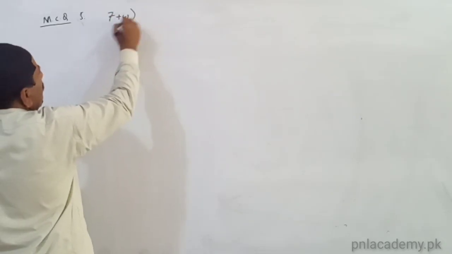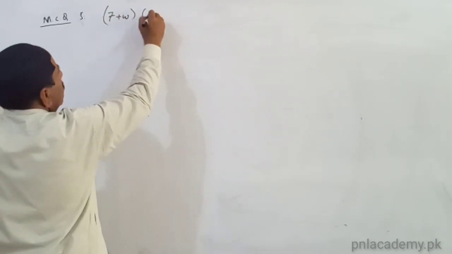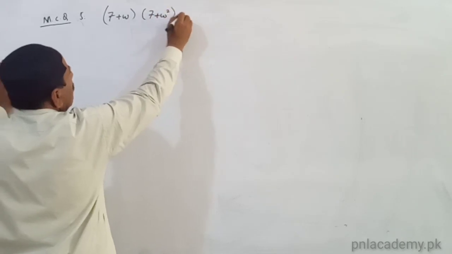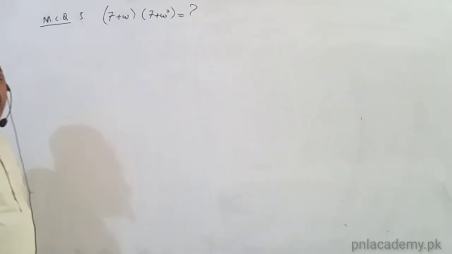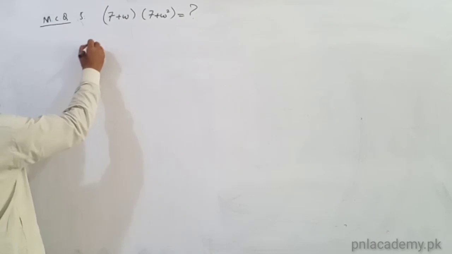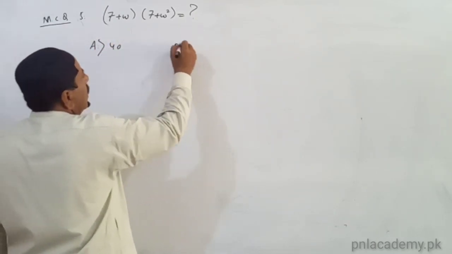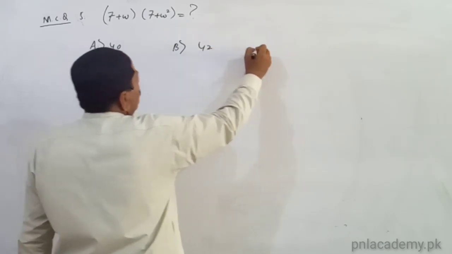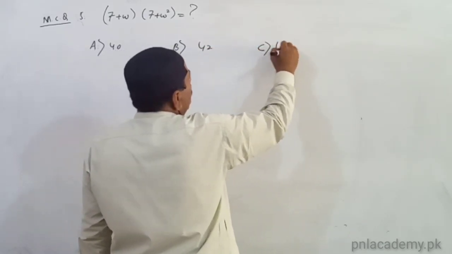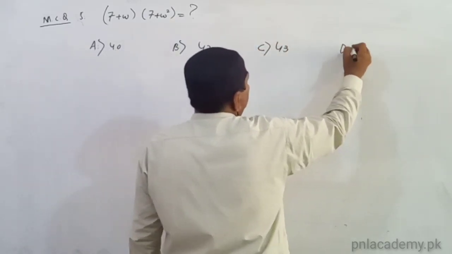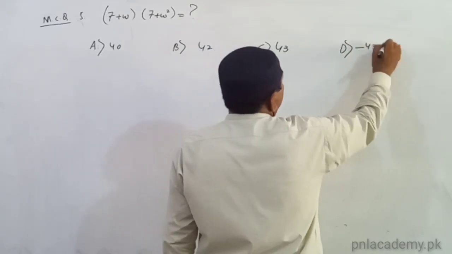7 plus omega into 7 plus omega square is equal to what? A, it is 40. B, 42. C, 43. D, minus 43.